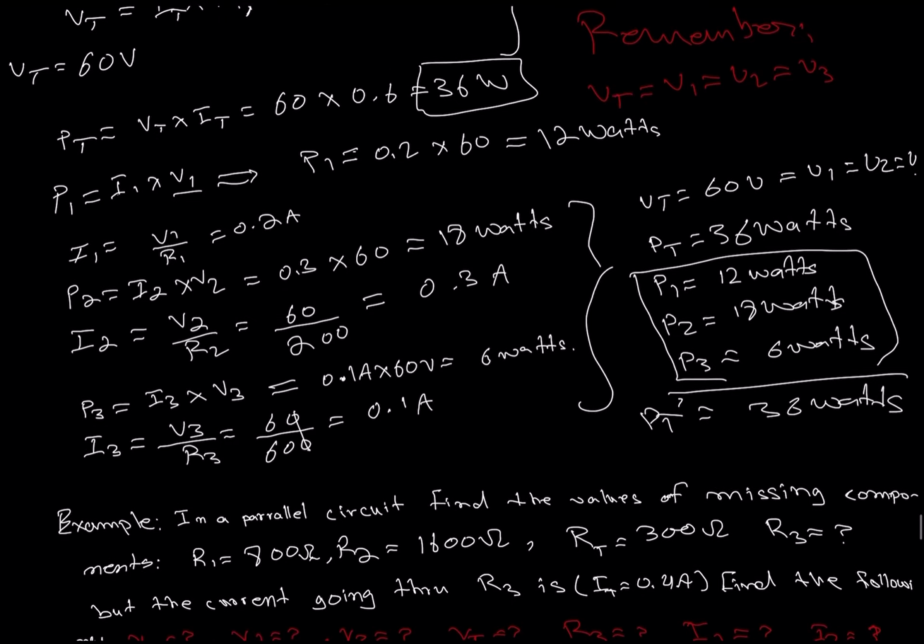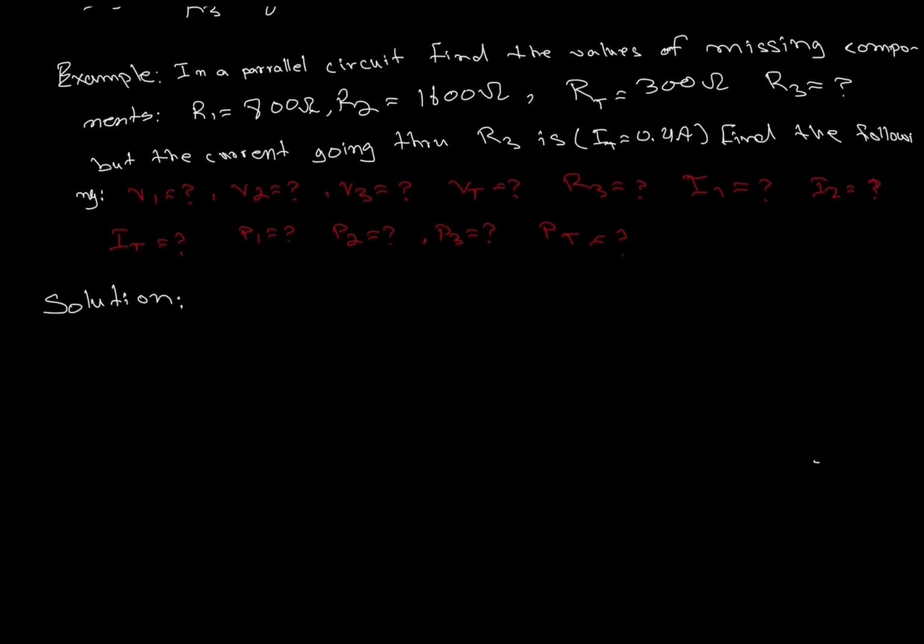Okay, hopefully this was not a hard example to do. It requires a lot of practice. Go ahead and solve this example again and do a little bit of practice. It will help you. So are we ready for the next example? No, God, please, no! In a parallel circuit, find the values of missing components.